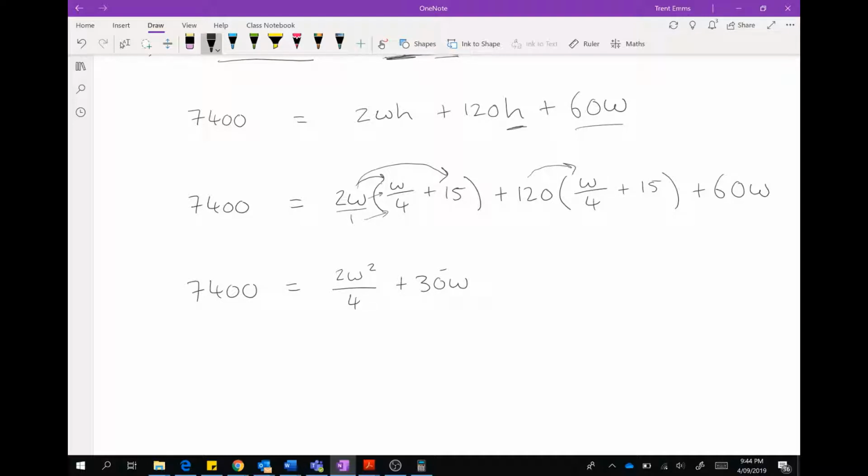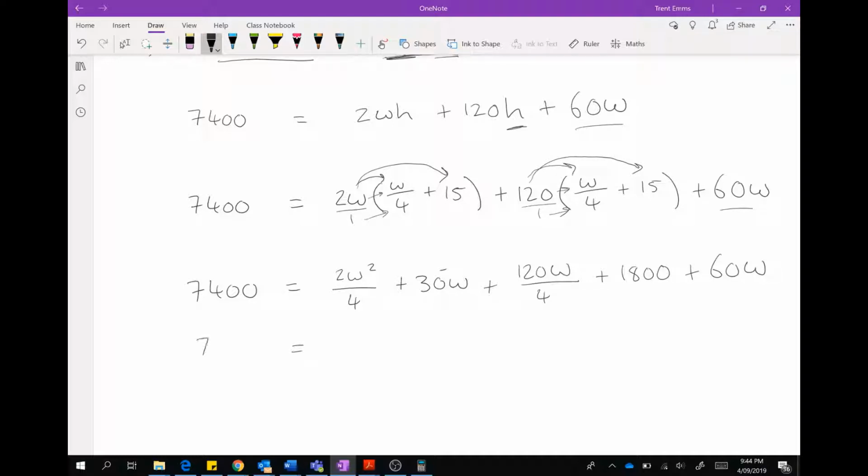120 times W over 4. Remember, that's over 1, so it's 120W over 1 lots of 4 is 4, plus, and 120 times 15 is 1800, and then plus 60W. And you don't need to worry about these big numbers you're timesing together because you will have a calculator on the day.